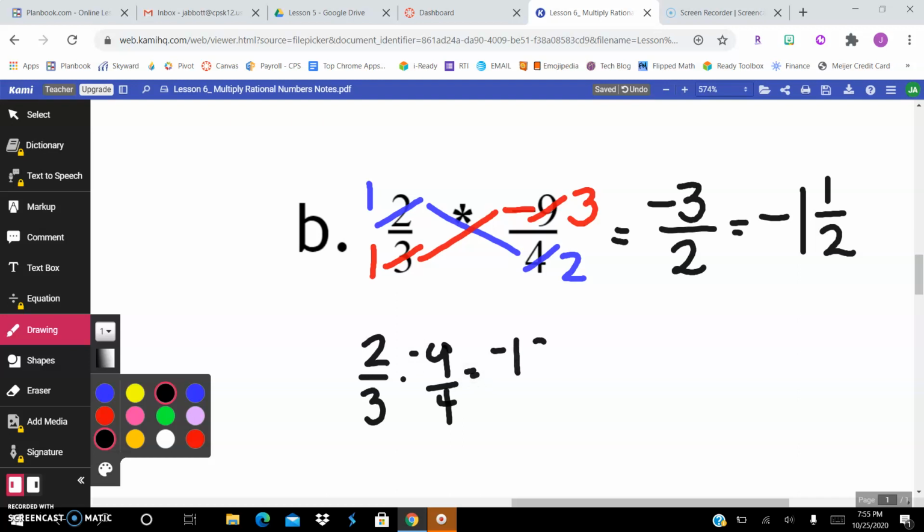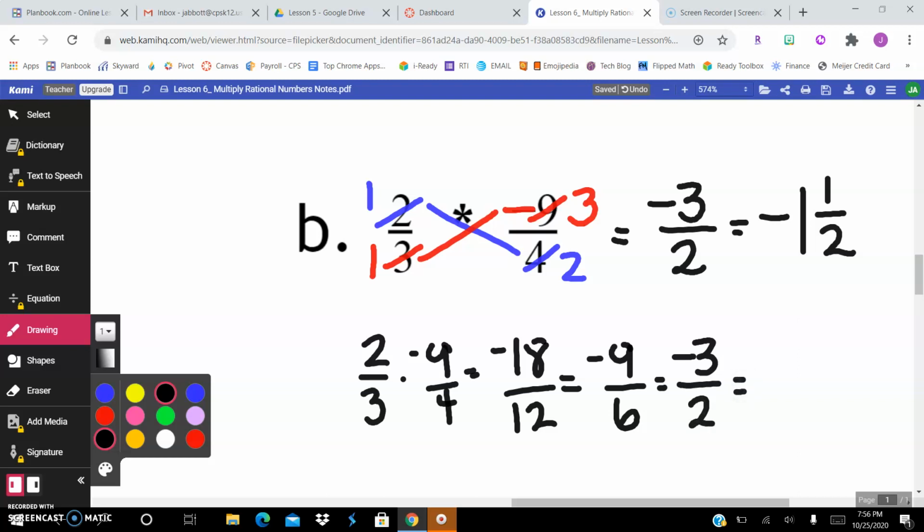We would have negative 18/12. And then we would have to reduce 18 and 12. I know I can divide both of those by 2. They're both even numbers, so if I cut them in half, I would have negative 9 and 6. And then 9 and 6 have a 3 in common, so divide everything by 3. I have negative 3 and 2, and then I can turn that into the negative 1 1/2 that I got in the first place.